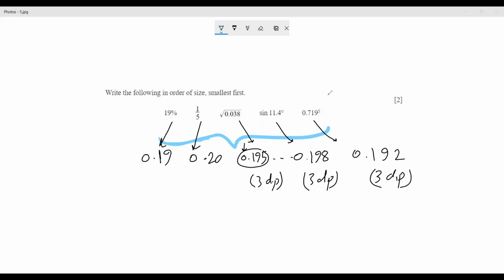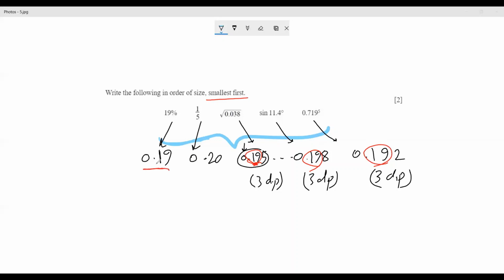So as you can see, if you had gone up to 2 dp, all of them would be the same, right? That would mislead you to the wrong answer. So now I think it's very obvious which one is smallest.